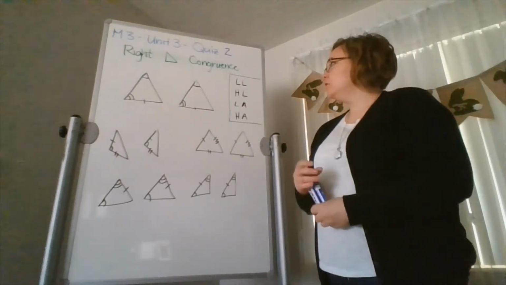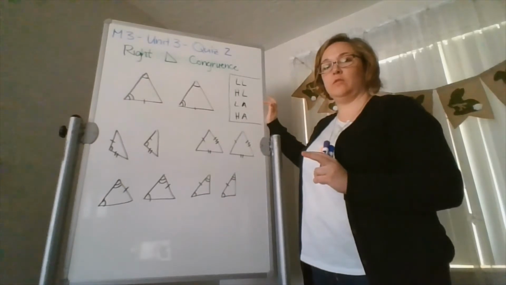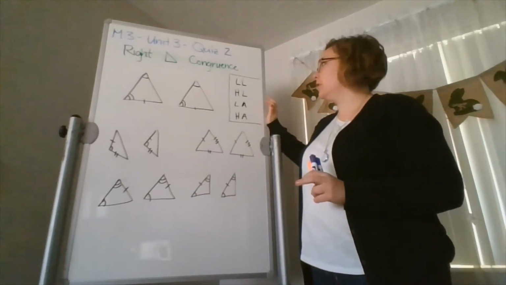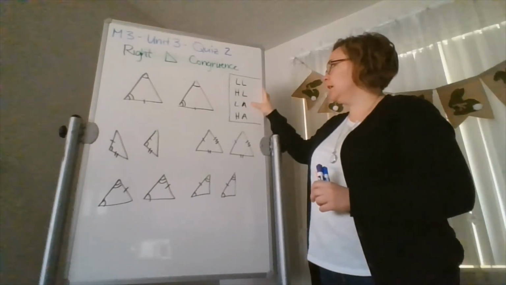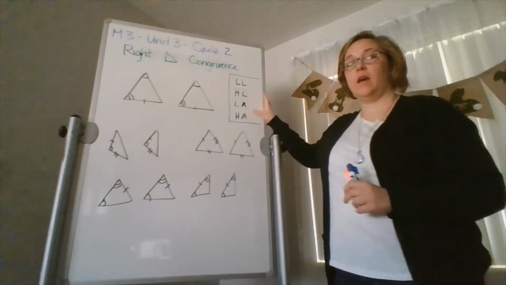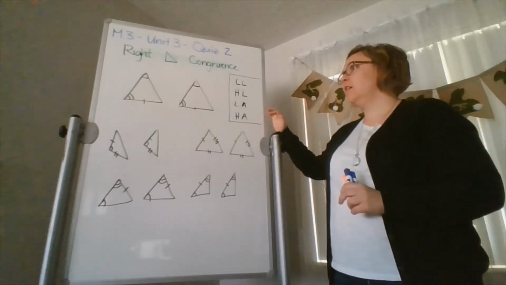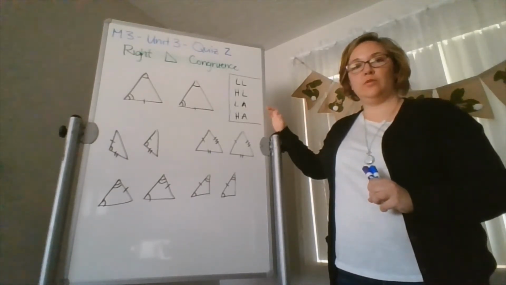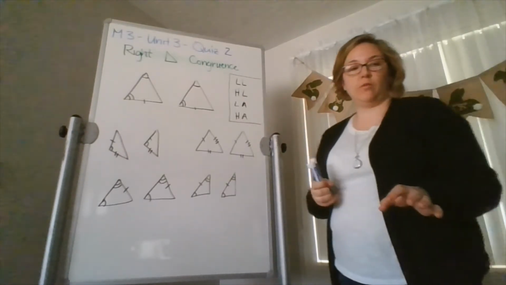Remember, we had four theorems that can prove that two right triangles are congruent: the leg theorem, hypotenuse-leg, leg-angle, and hypotenuse-angle. Now these four theorems are related to triangle congruence theorems, and I'm going to show you how they relate to those.